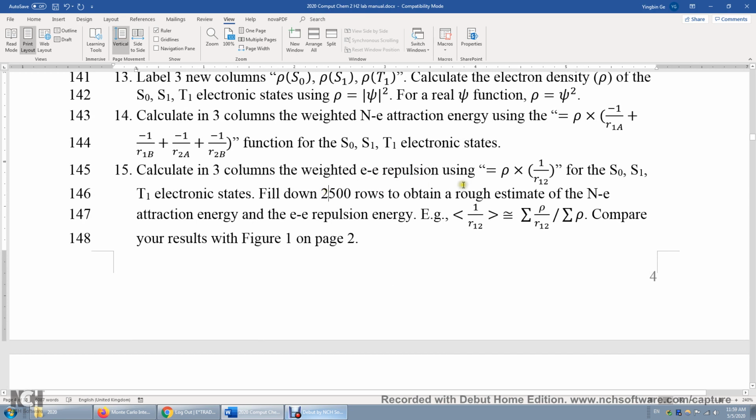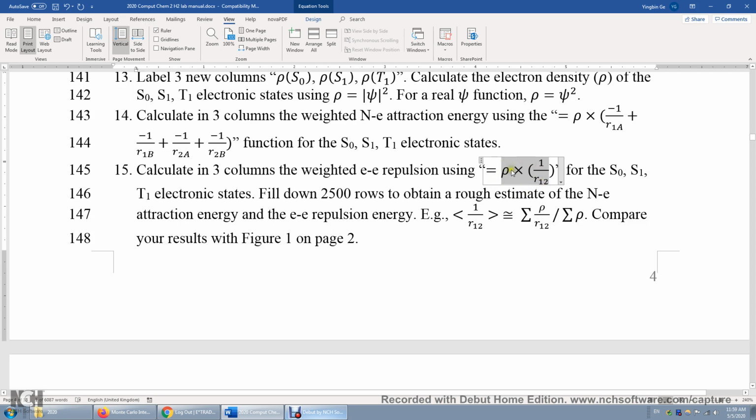Okay, so we're going to compute this repulsion as well in a similar manner. This is the repulsion term. Again, if you have the coordinates for the 2 electrons, you can compute the numerical value of this term, and then multiply by the wave function squared. You get the integral of the repulsion term.